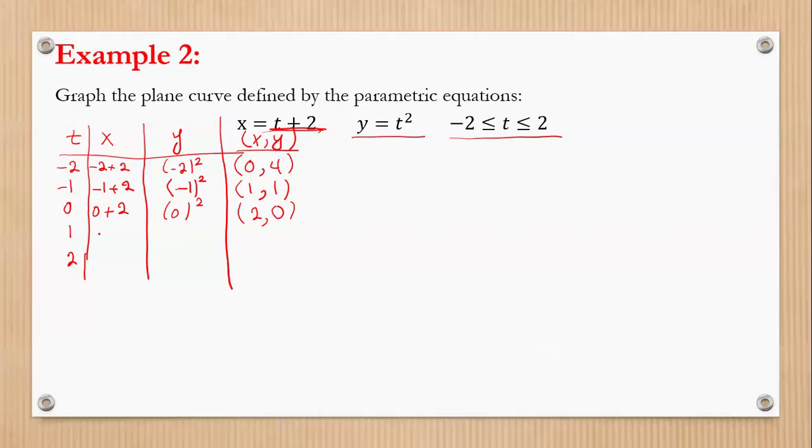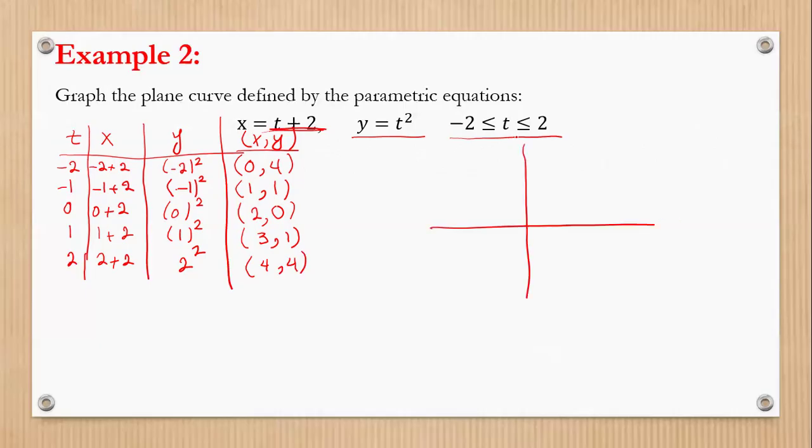Replace 1 for t. 1 plus 2 is 3. 1 squared is just 1. Replace 2. It's 4 and 4. Now we can plot the points on the coordinate plane and graph the curve. First point is 0 and 4. 1 and 1. 2 and 0. 3 and 1. 4 and 4.